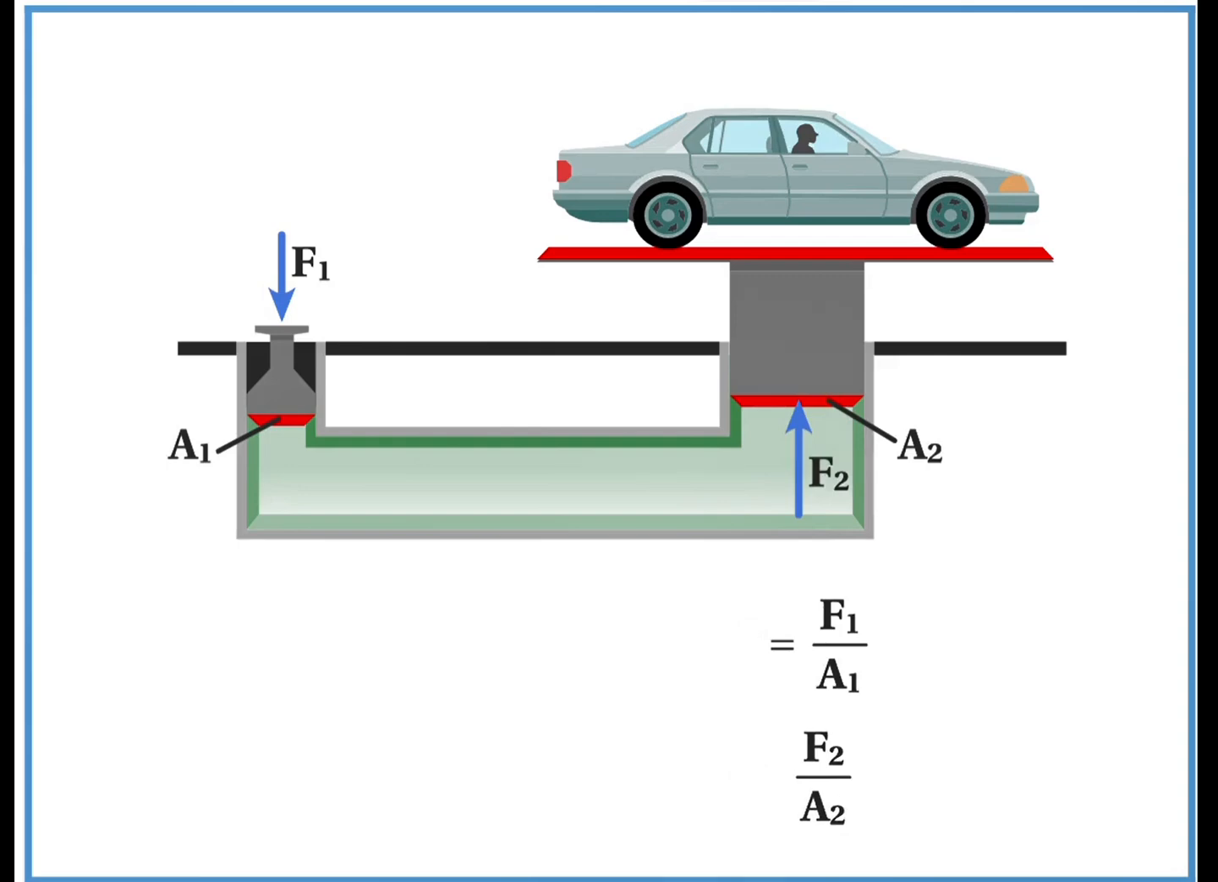A little algebra gives the following result, which we can rewrite like so. Pascal's principle that pressure in a fluid is the same everywhere has just allowed us to create a new simple machine. The force output, F2, is just the force input, F1, times the ratio of the areas of the pistons. The output force is now far larger than the input force.